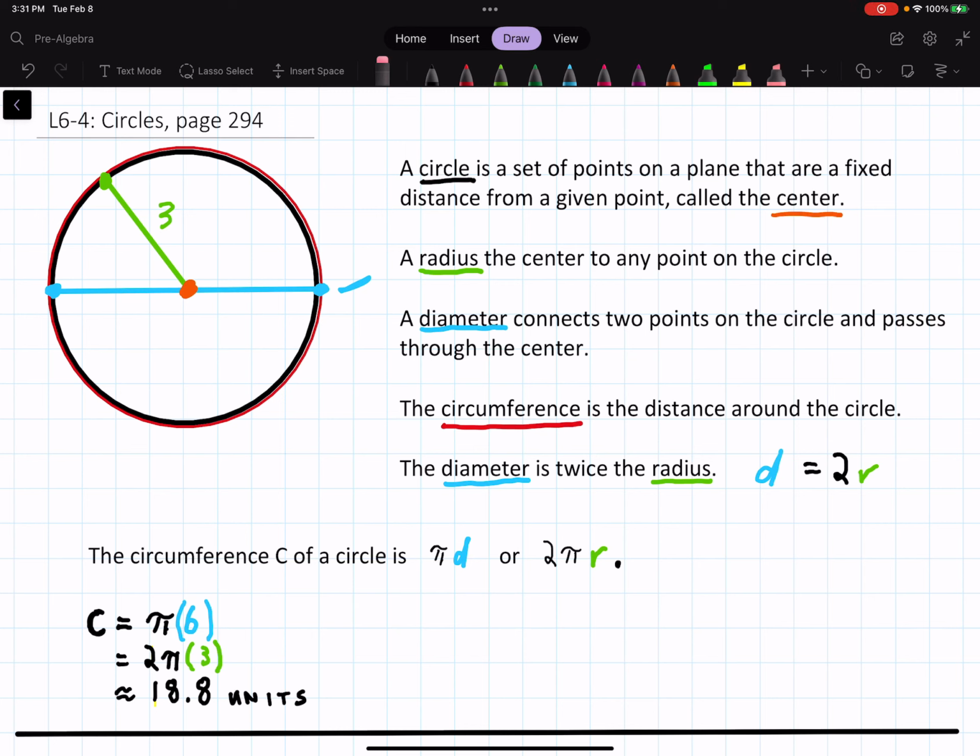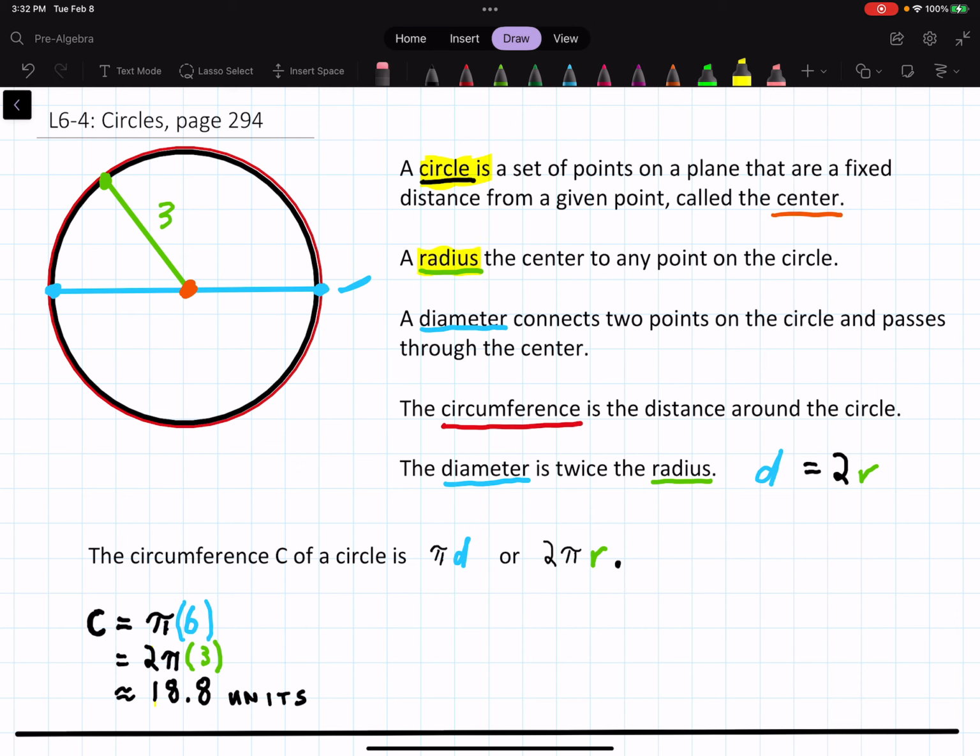Okay, this is lesson 6-4, circles, page 294 in your book. Basically, we need to define the circle to understand it. A circle is a set of points on a plane that are a fixed distance from a given point called the center. So in our picture over here, we have a center right there. That center is exactly the same distance from the black line, which is our circle, all the way around.